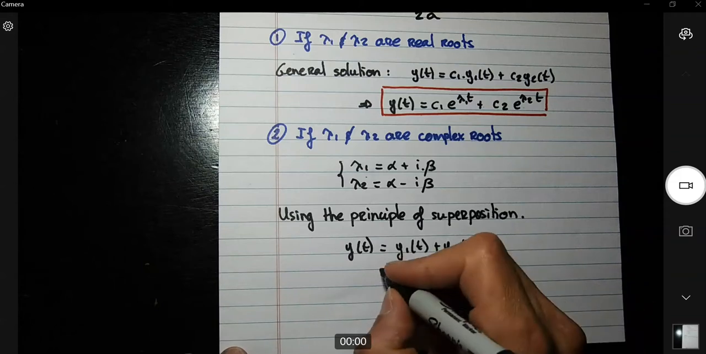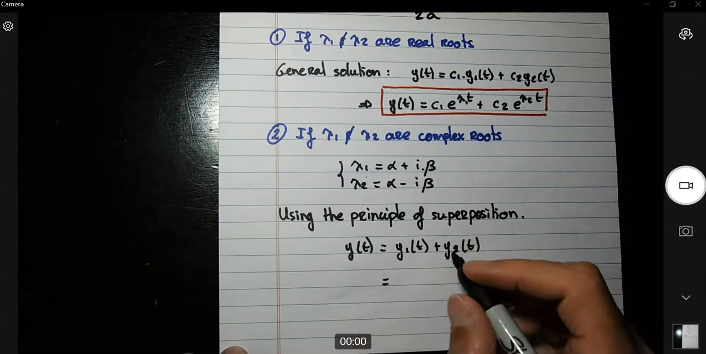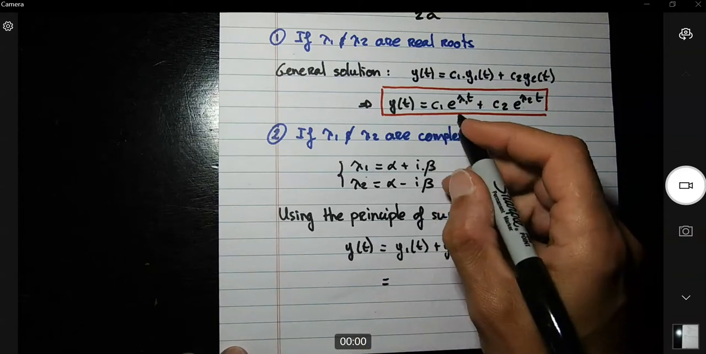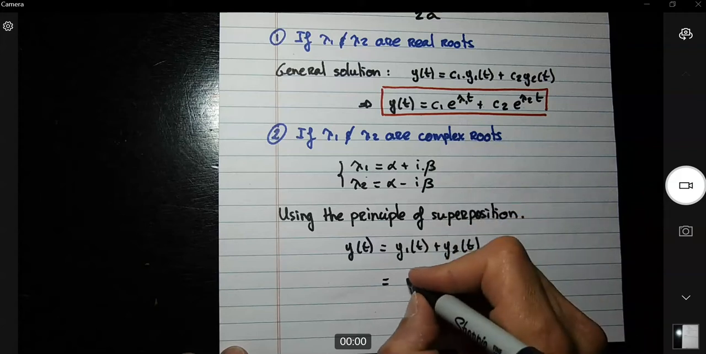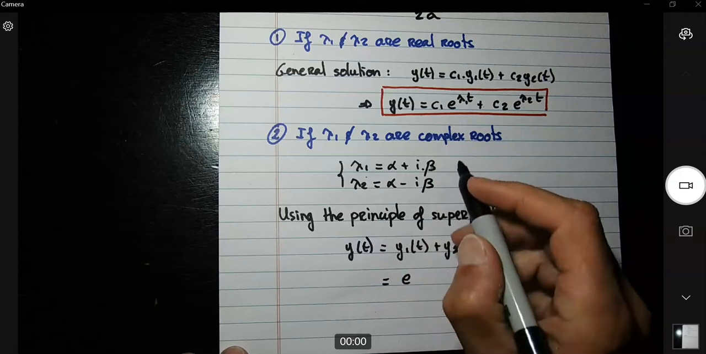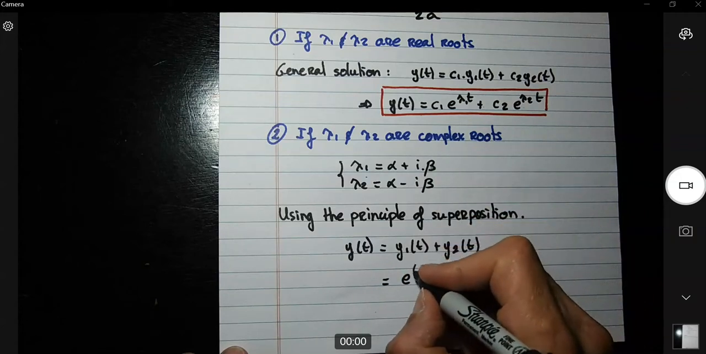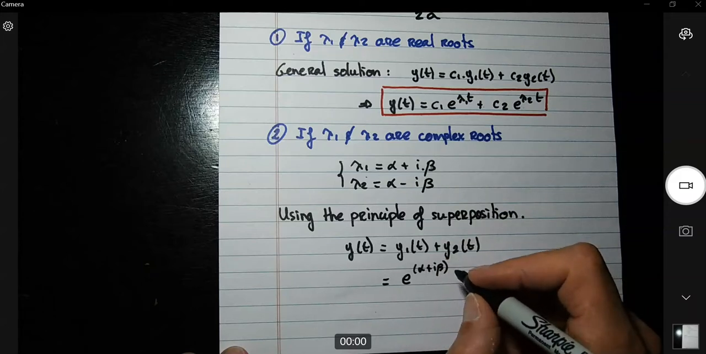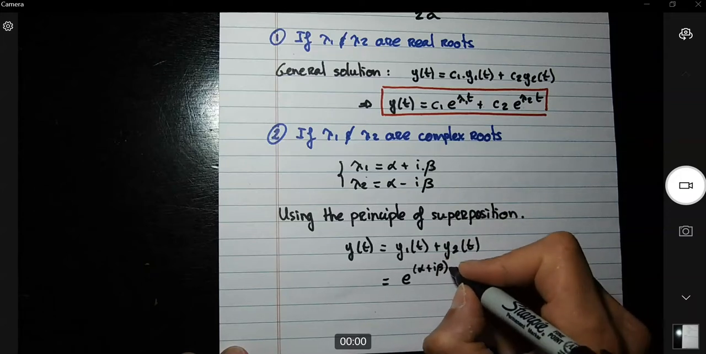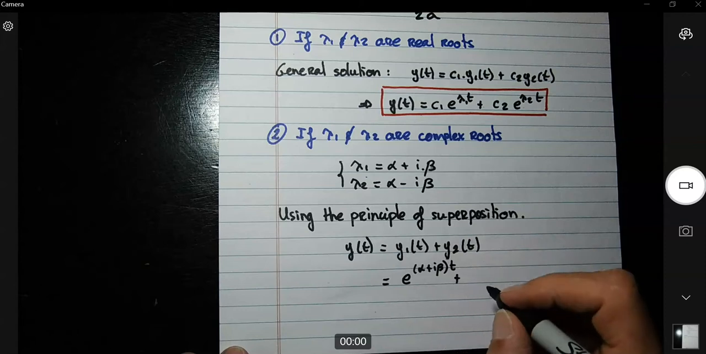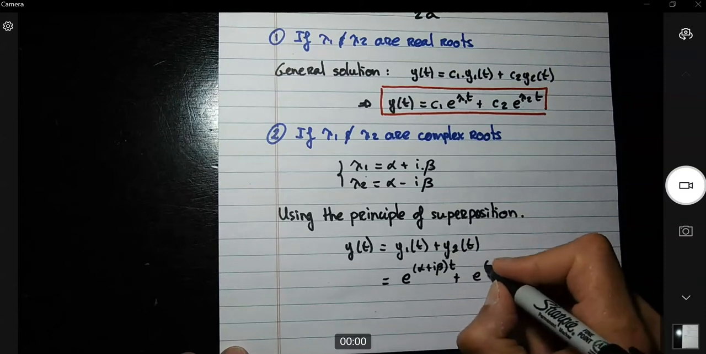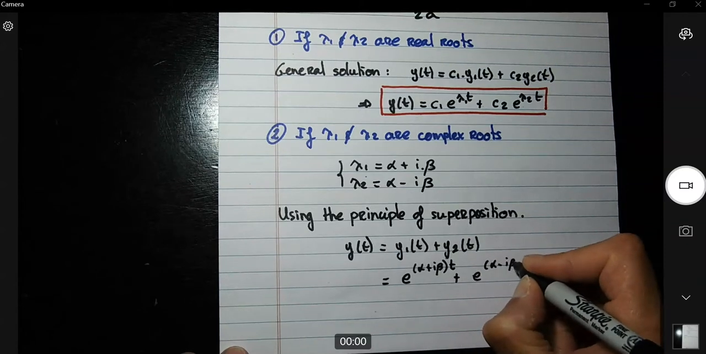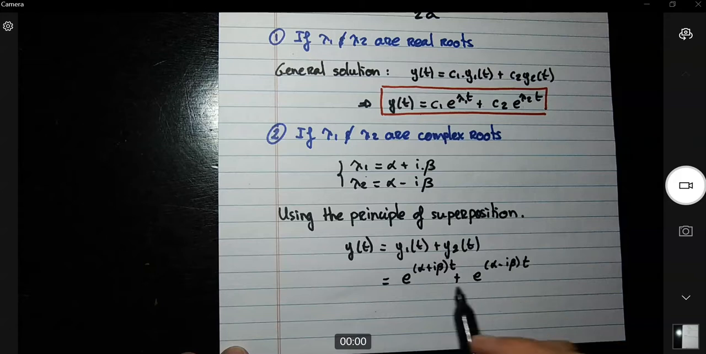This will give us that we go again and substitute in this one. I'm not going to put constants yet. It will be e to the lambda 1, which is alpha plus I beta, plus, oops, I forgot the t over here, plus e to the alpha minus I beta t, okay, will also be a solution.